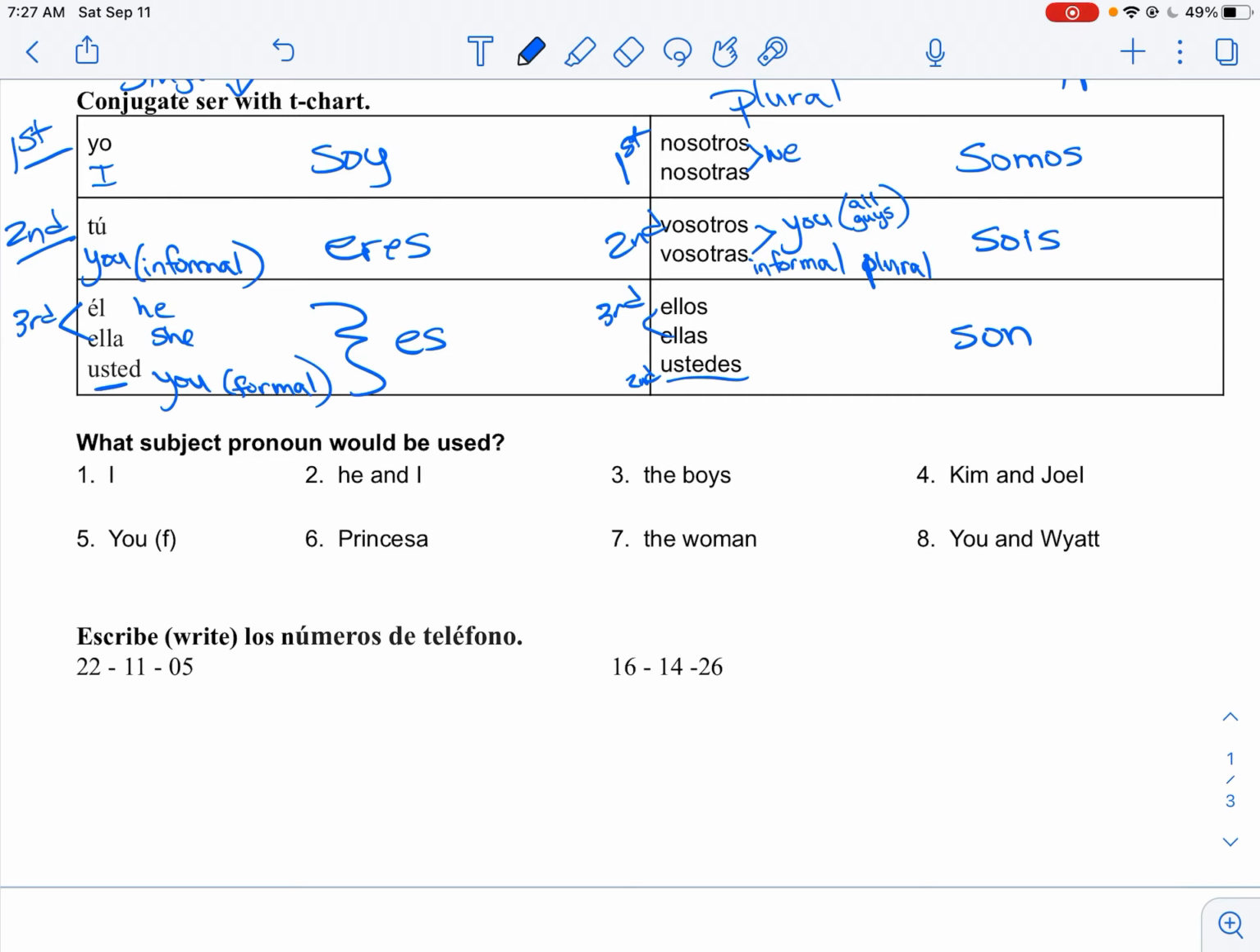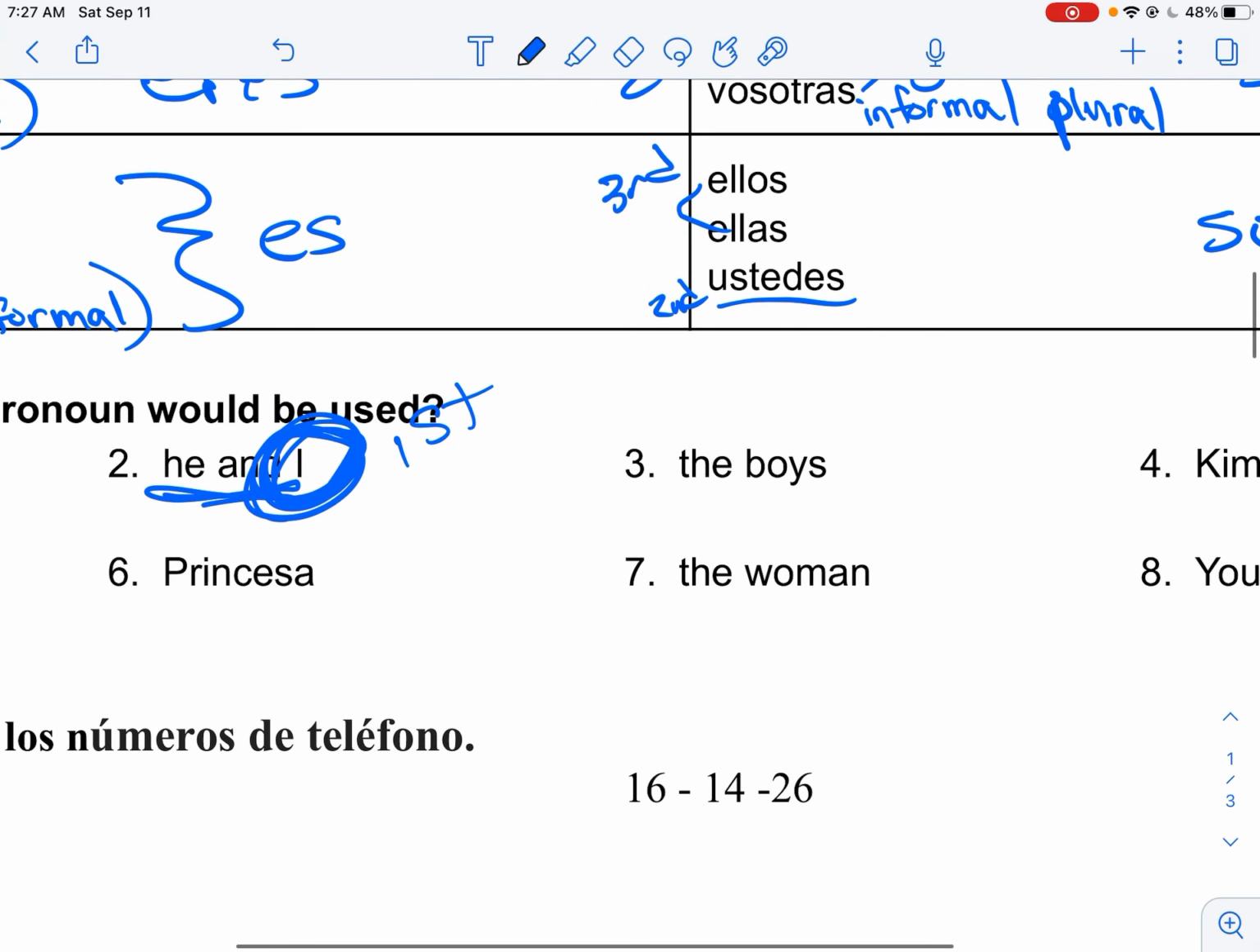So now, let's talk about the pronouns right here. I, well, that's first person. That goes with this right here. So this is yo. He and I, immediately as it says I, that actually makes that a first person situation. That makes it a first person situation, so it's nosotros.